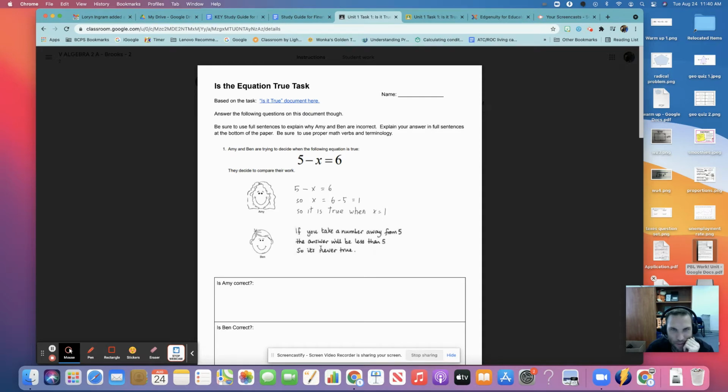For Ben, if you take a number away from 5, the answer will be less than 5. This is totally what we teach kids year after year, all the way till we explore this crazy thing about negative numbers. If you have a number and you take stuff away, then you have to have less because you took stuff away. So Ben is correct, but Ben also has the misconception that there are no negative numbers.